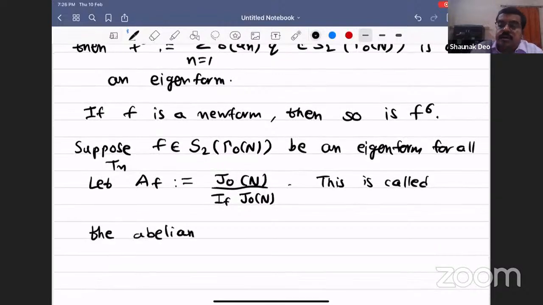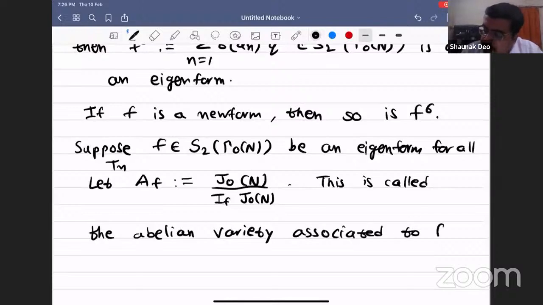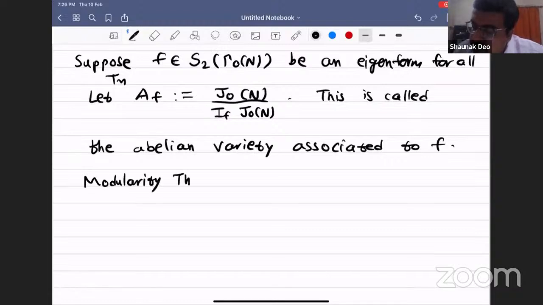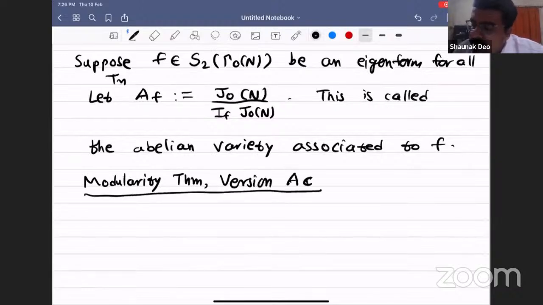And now I can state the modularity theorem in terms of this abelian variety associated to cusp forms. I'm going to give you the modularity theorem version in terms of this quotient of the Jacobian, so I'm going to call it AC. So modularity theorem version AC. So what does this version say?